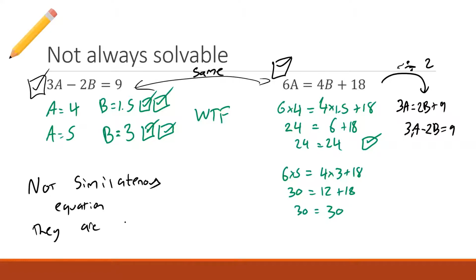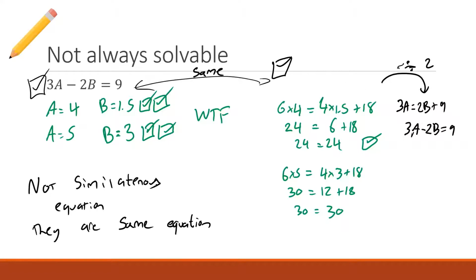And you can probably see that I could just pick any solution that I want. And because it's the same equation, if it works on the one on the left, it will by definition work on the one on the right. So I can't use this to work out if these are simultaneous, to work out a solution.